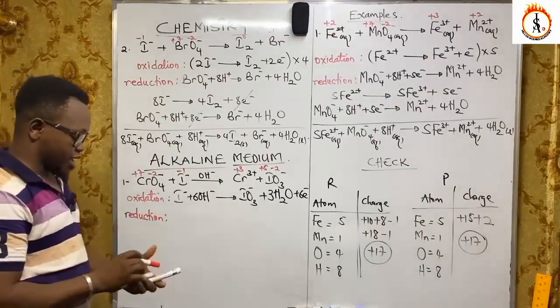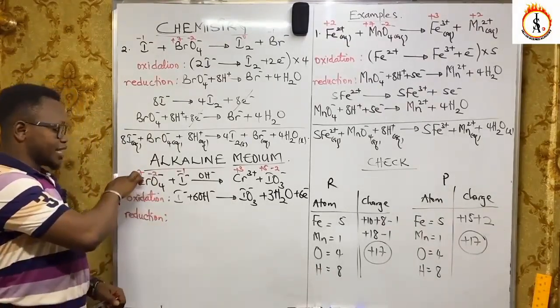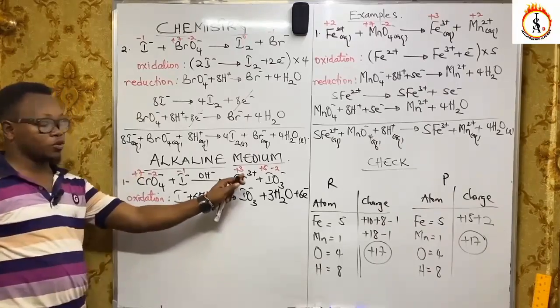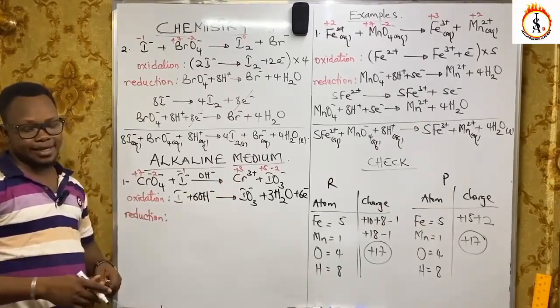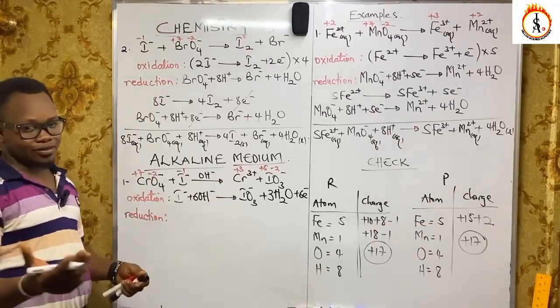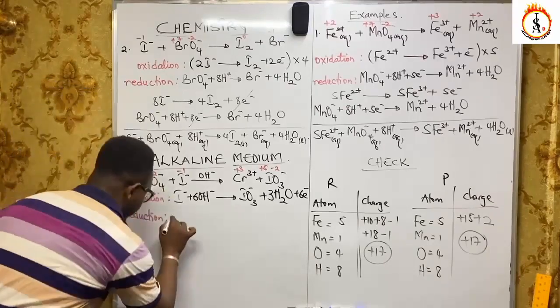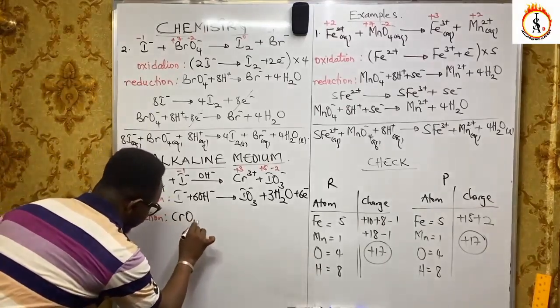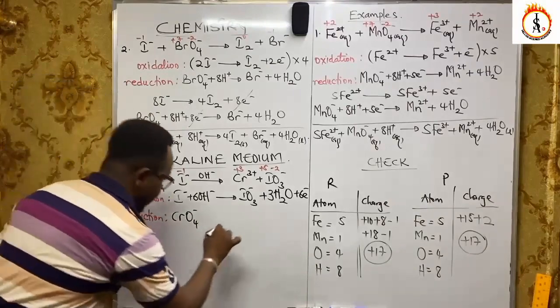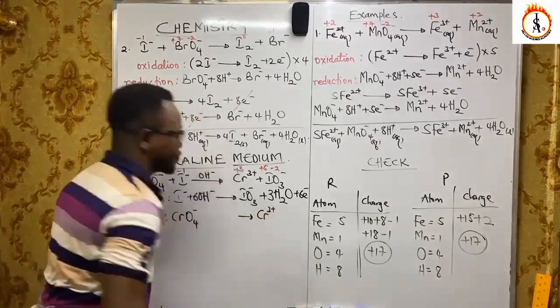In the reduction half, we look at what? The tetraoxochromate(VII) ion, chromium goes from +7 into +3. There is a decrease in the oxidation number, and a decrease in the oxidation number tells us electrons are gained. And if electrons are gained, that is reduction. So the tetraoxochromate ion here becomes the chromate ion.